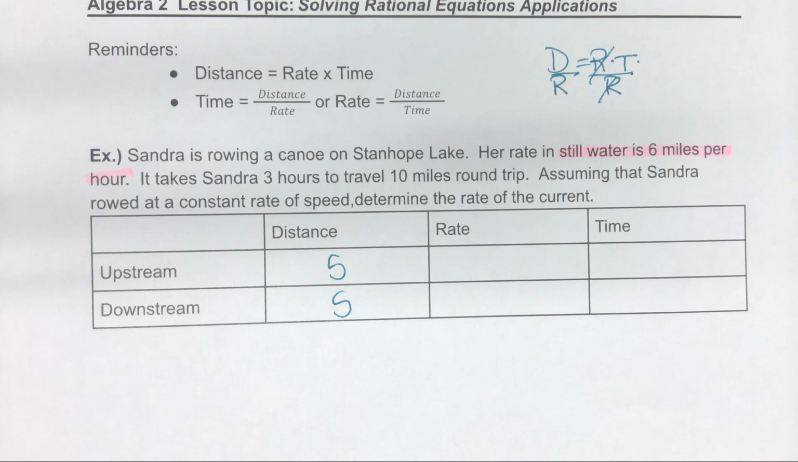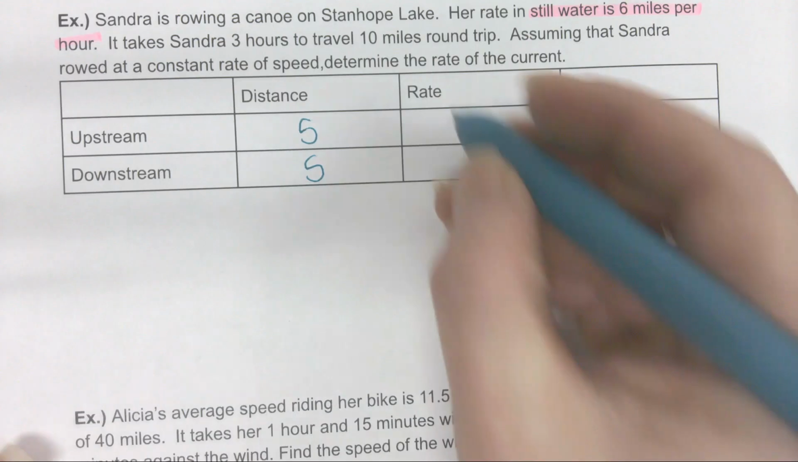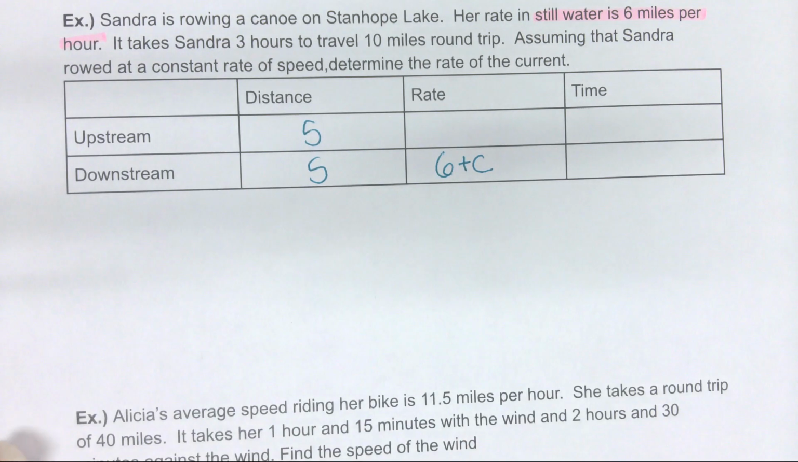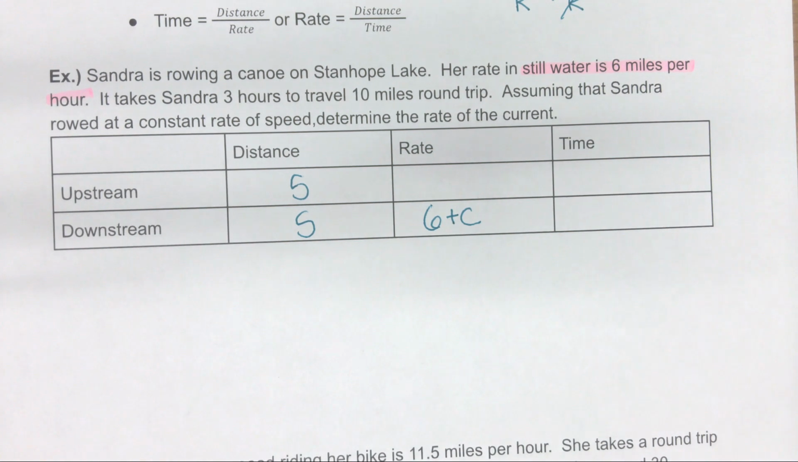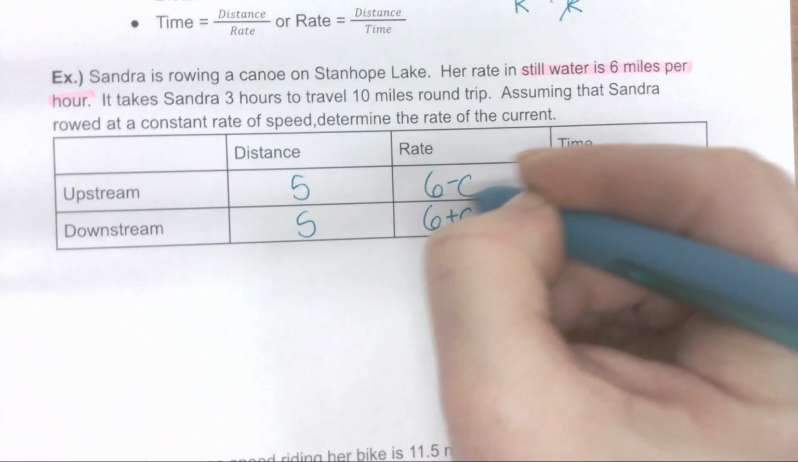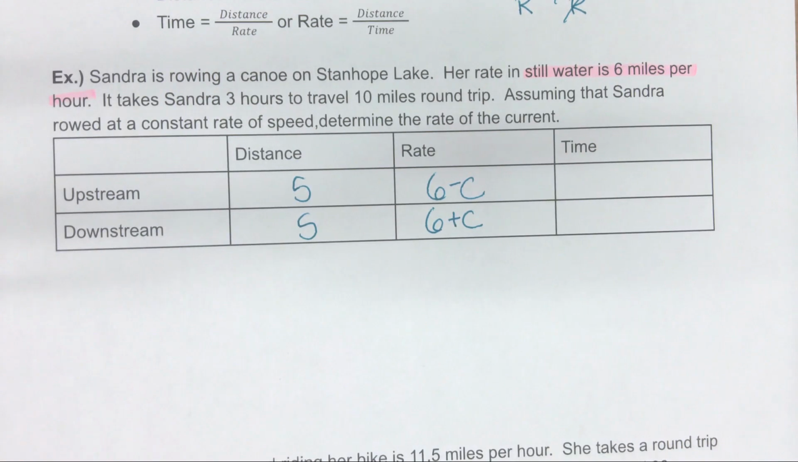Where did you get the 5 from? It's a 10-mile round trip down and back. So I just split it in half. So we know her rate in still water. Agreed? What is it? 6. We don't know the current though, right? Let's call it C. The current is going to be added to her rate when she's going which way? Downstream. Downstream's easier, so her rate should be faster. When she's going upstream, then it's working against her, so it would be 6 minus C.